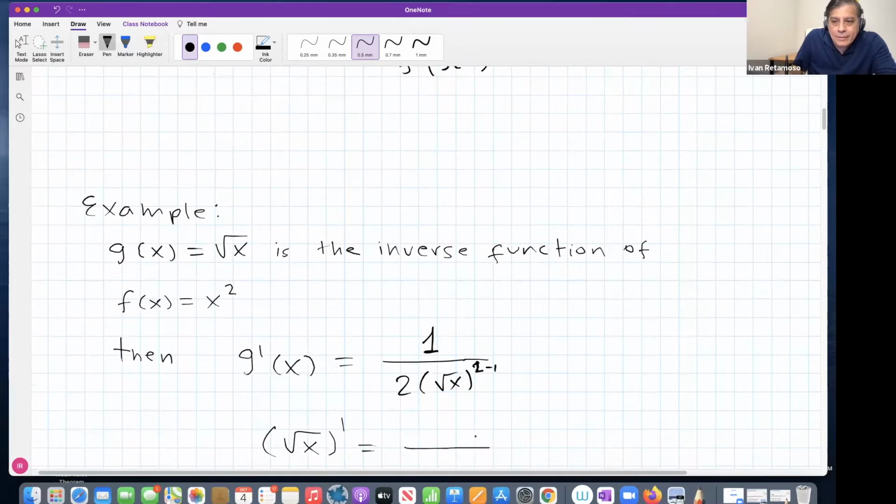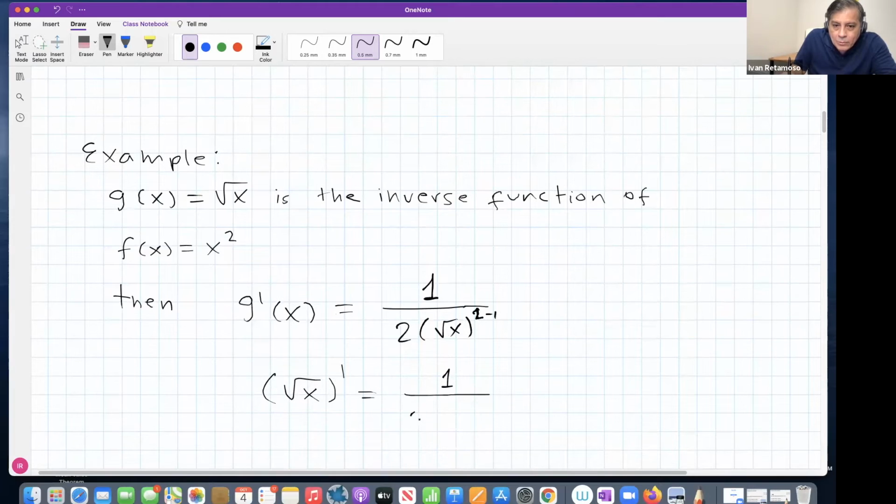Now, if you do the math here, you can see that the derivative of the inverse function of x squared, square root of x, is equal to 1 over twice a square root of x raised to the first power, right? We don't have to write the one. And you can see here that this is indeed what we got as a result before, right? So the formula works, it's nice.